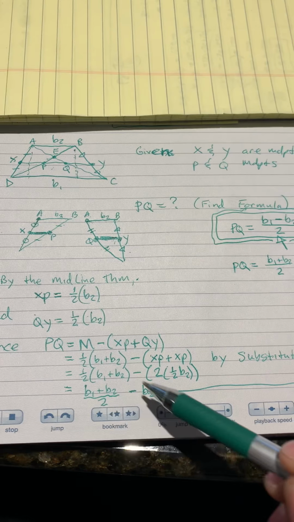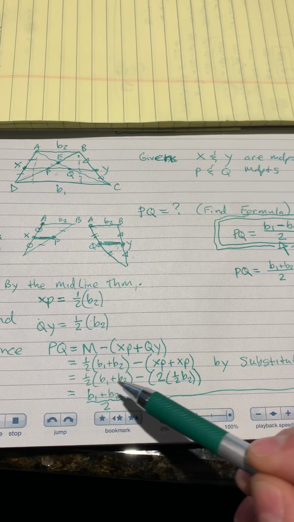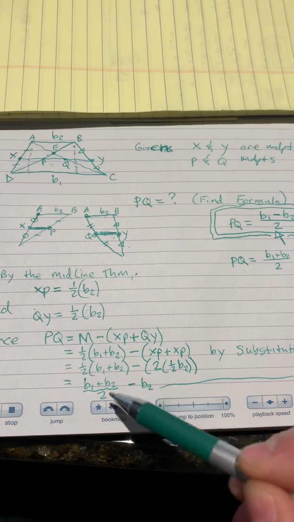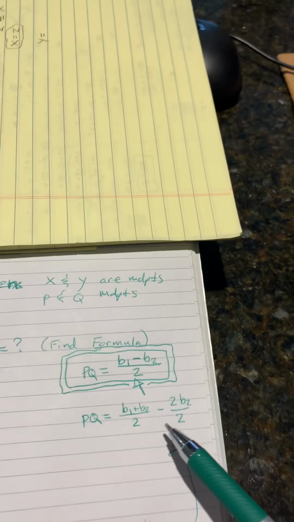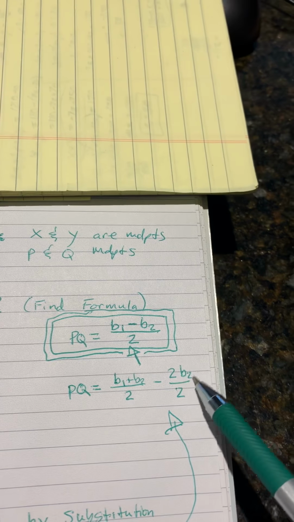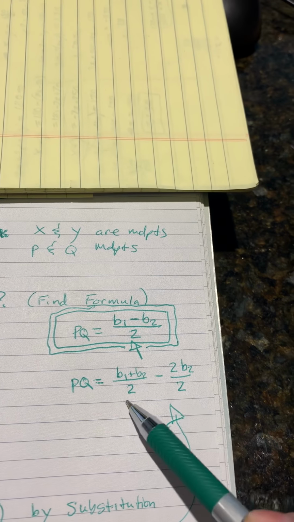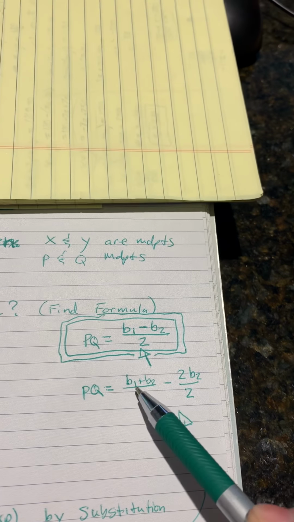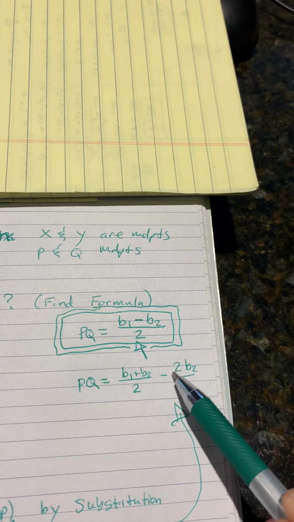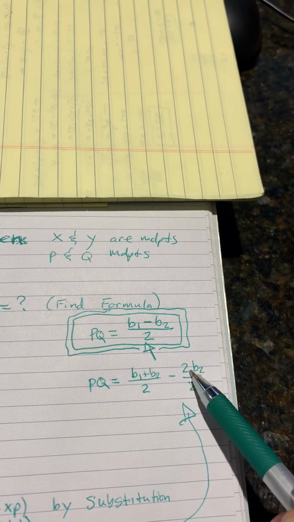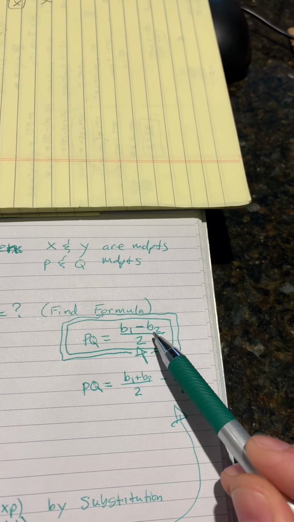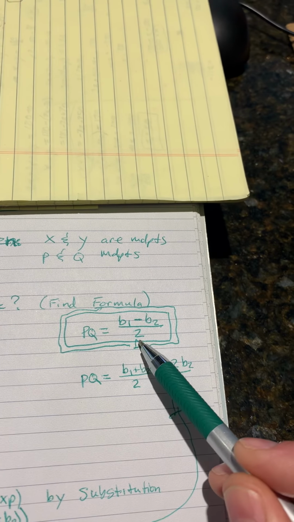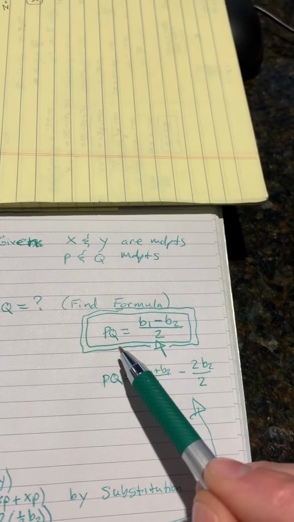And then I needed to combine these. I just put this in a different form. It was more palatable, I guess, to combine the fractions that way. And so I needed to combine these. So I found a common denominator for B2, right? Now I can subtract these. And so when I subtract, I'm subtracting 2 times B2 from B2, which makes it (B1 minus B2) over 2. So there's a formula for PQ.